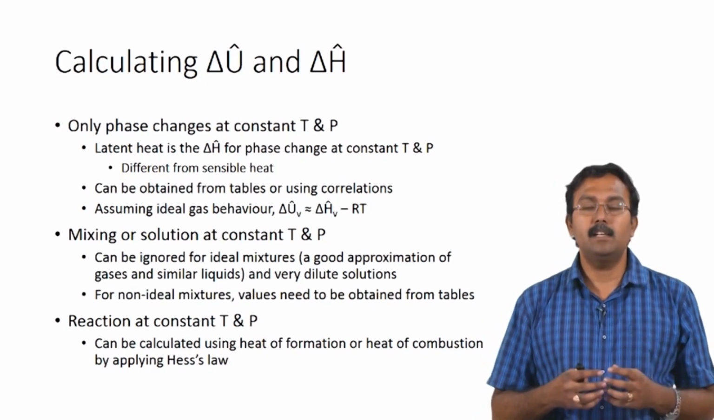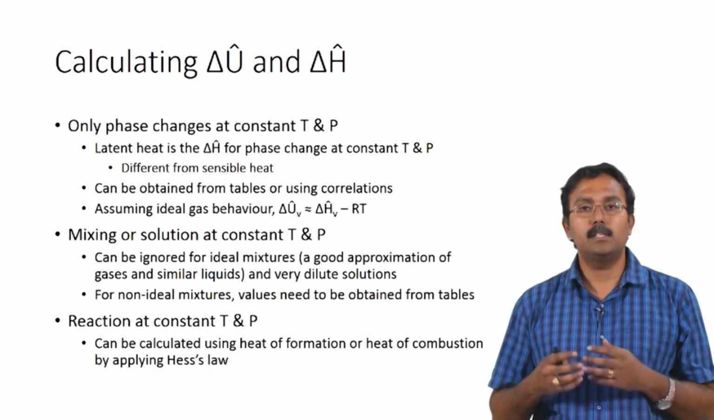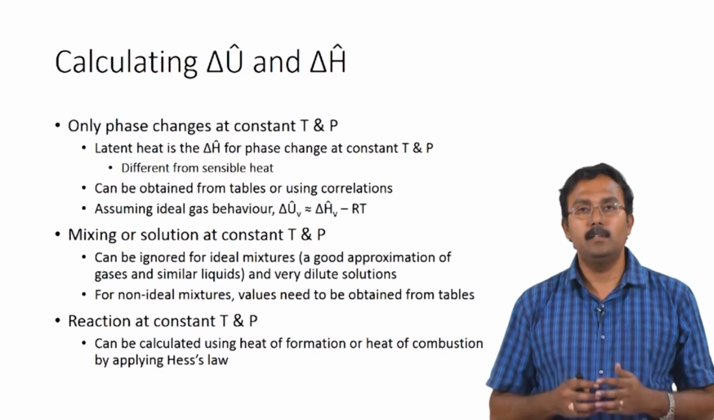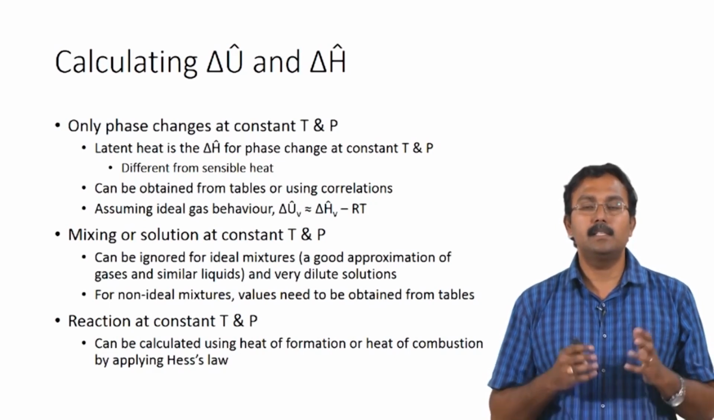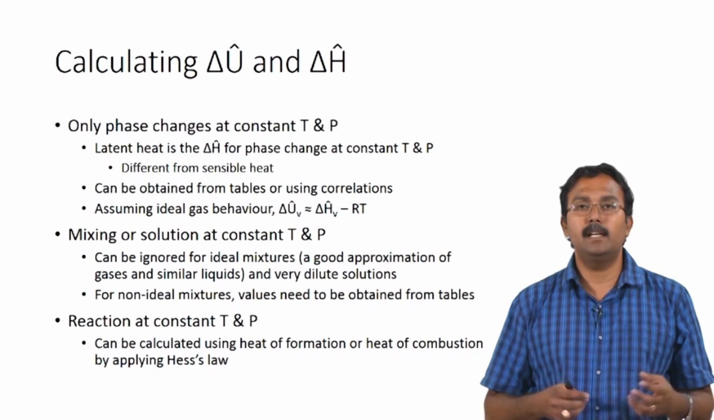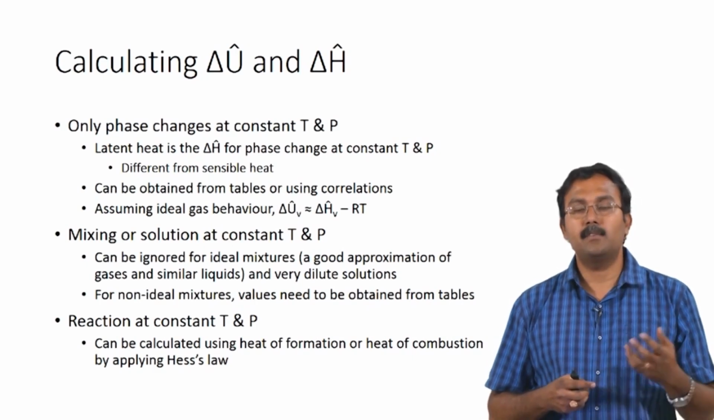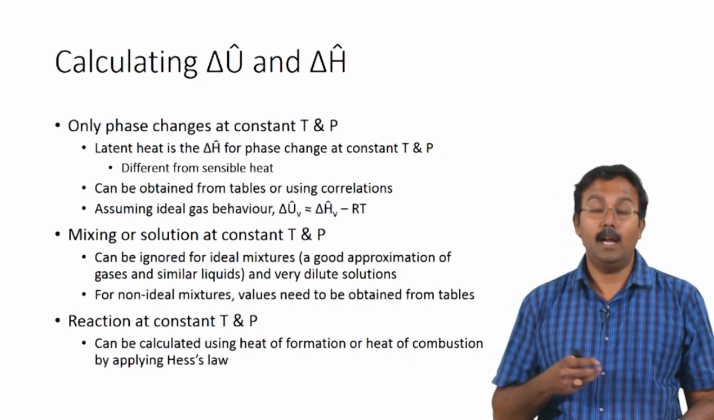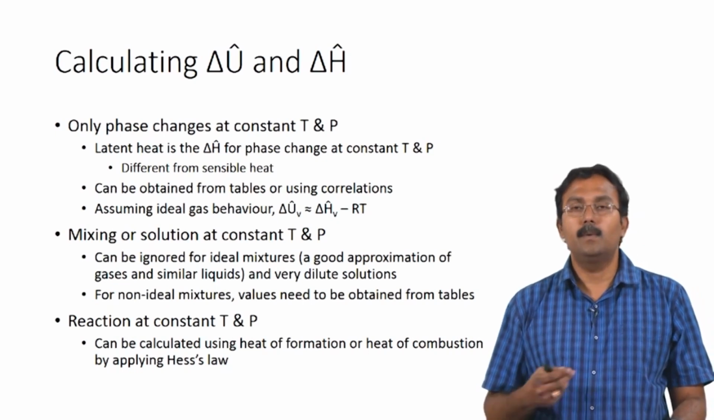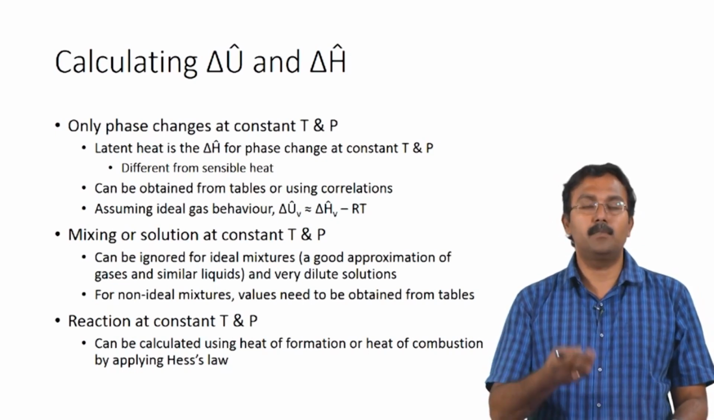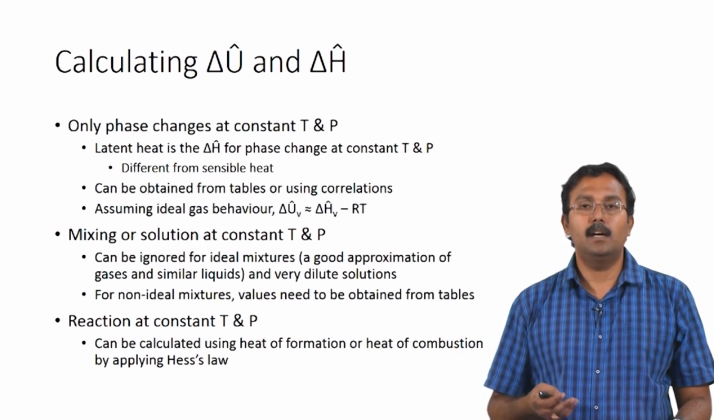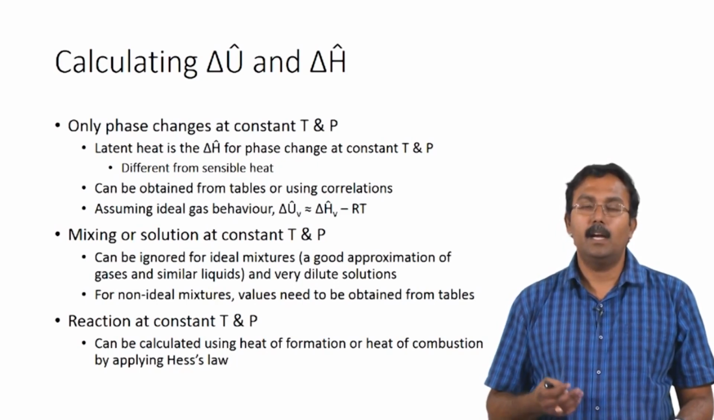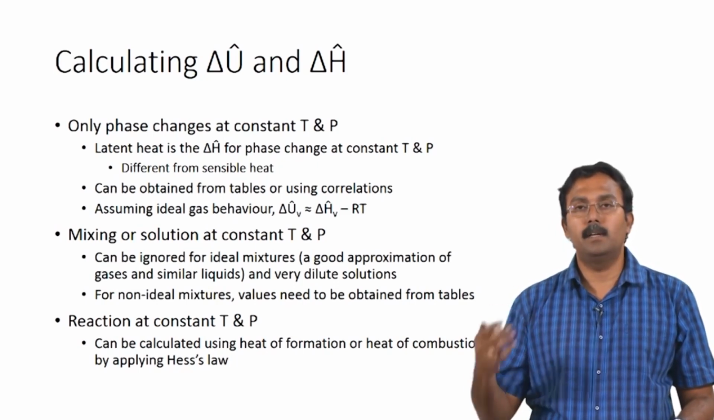In case of mixing or formation of solution at constant temperature and pressure, we tend to ignore it for ideal mixtures. It is a good approximation to assume ideal mixtures for gases and for similar liquids, and also for dilute solutions. Whereas, if you have dissimilar liquids like sulfuric acid and water, then it is a non-ideal mixture and you need to get these values from tables.